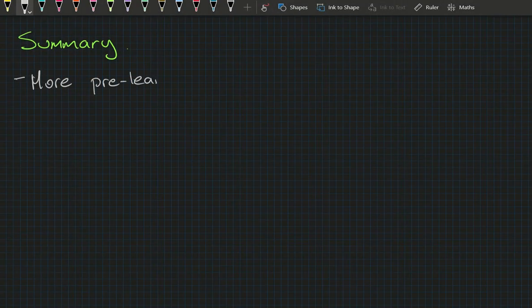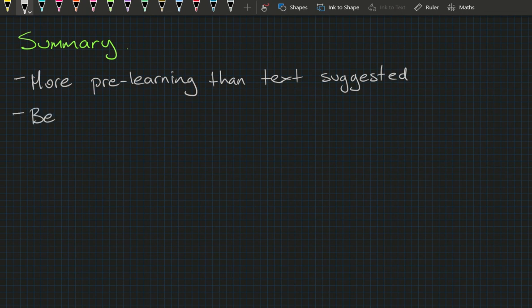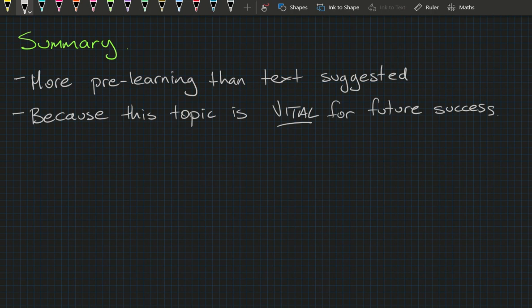While I have set more pre-learning than the text suggested, it really isn't a lot. But this is because this topic is vital for future success. So it's really important that you come to class with all of these questions attempted or complete.